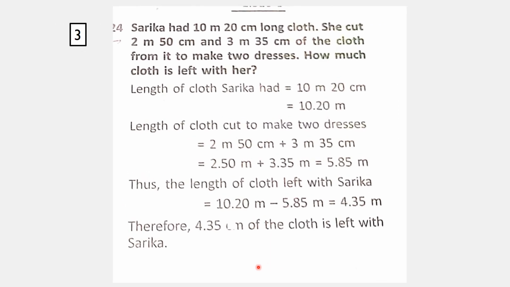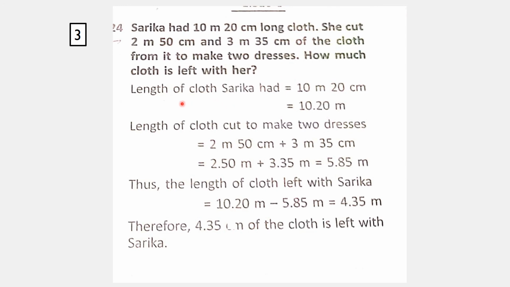The third example, Sarika had 10 meter 20 centimeter long cloth. She cuts 2 meter 50 centimeter and 3 meter 35 centimeter of the cloth from it to make two dresses. How much cloth is left with her? Again, left means you have to subtract. First, what you will have to do, let us see. The total length of the cloth is given and this much meter, this much centimeter, and this much meter, this much centimeter is cut from this total length. First, you have to find the total length cut is how much. You have to add these two.